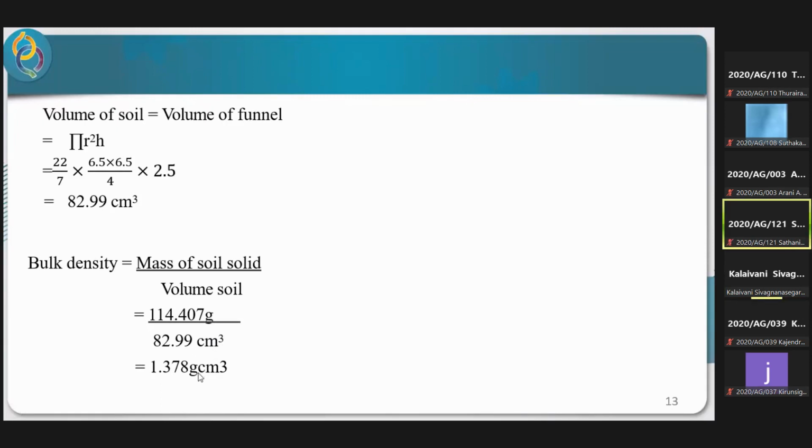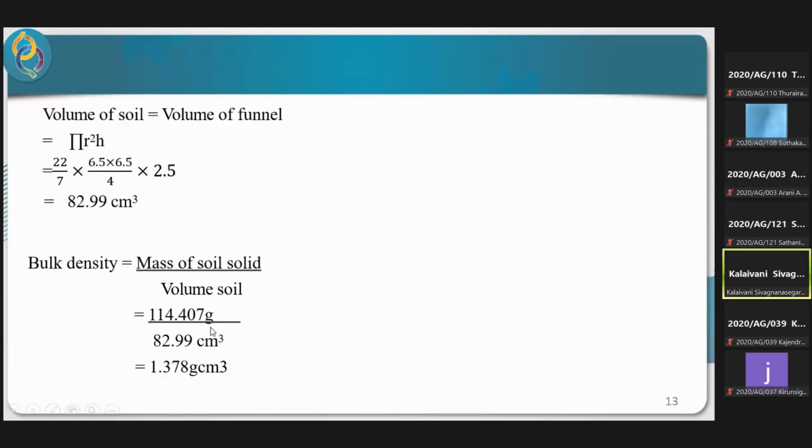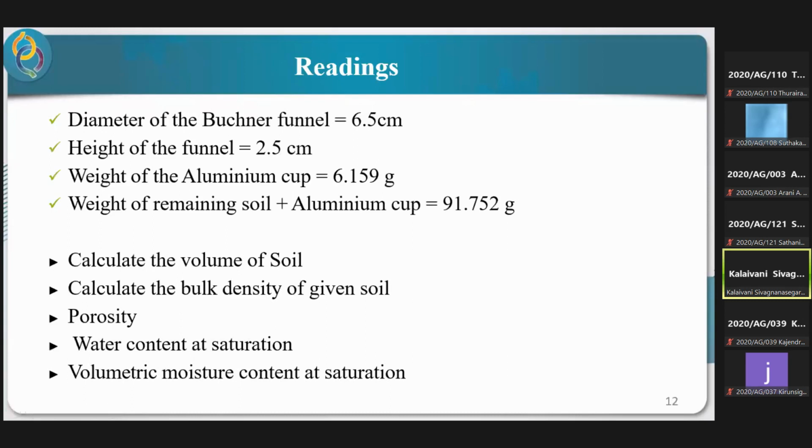Okay, so I think these units are wrong. Gram centimeter minus 3, right? 1.378 gram centimeter minus 3. Okay, so up to this, are you clear about the calculation? Yes, ma'am. Okay. So then after they are asking the porosity.